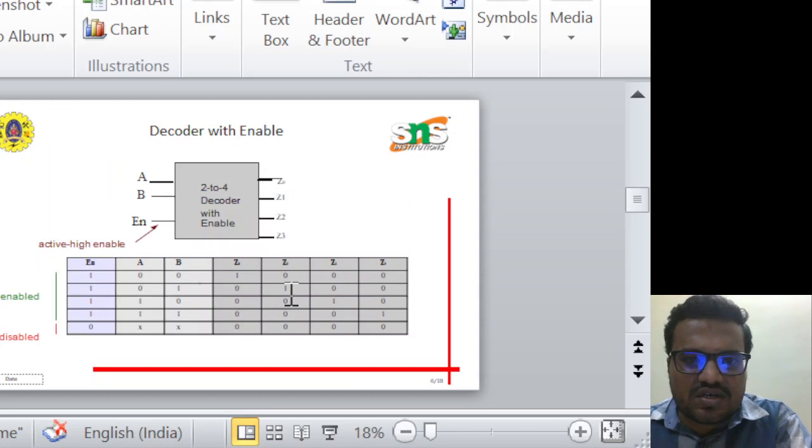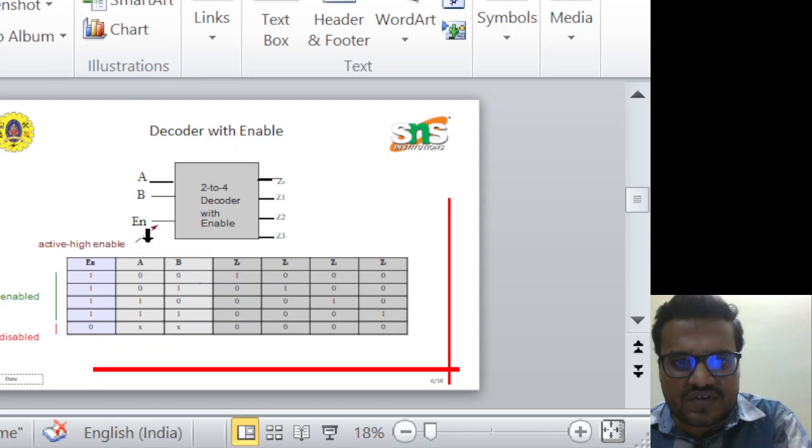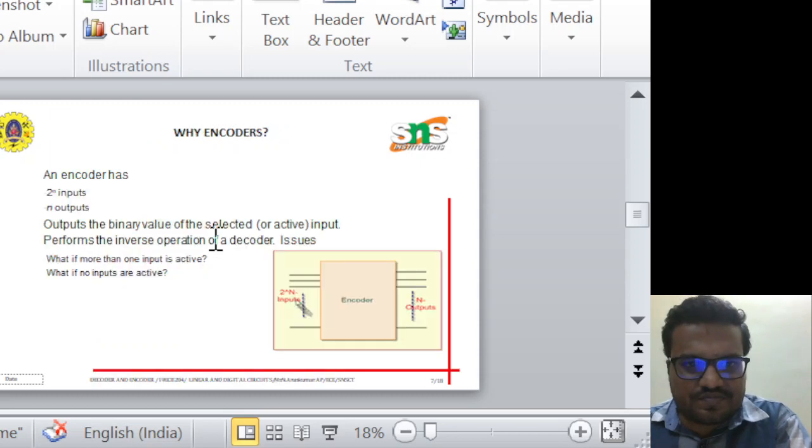And next is the decoder with enable signals. Here, enable means we are making any one signal a grounded signal, or switching it on or off. Based on the on and off conditions, the signals may be executed as in the previous table. And next is encoders.